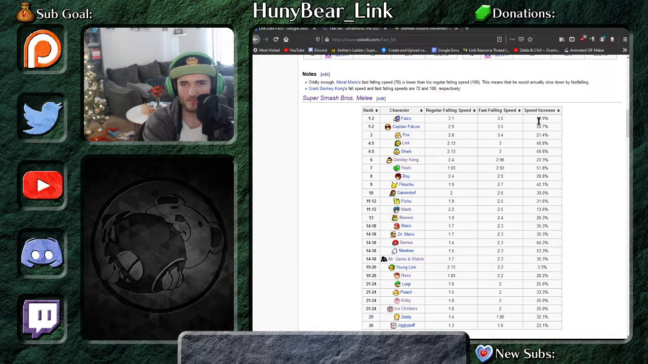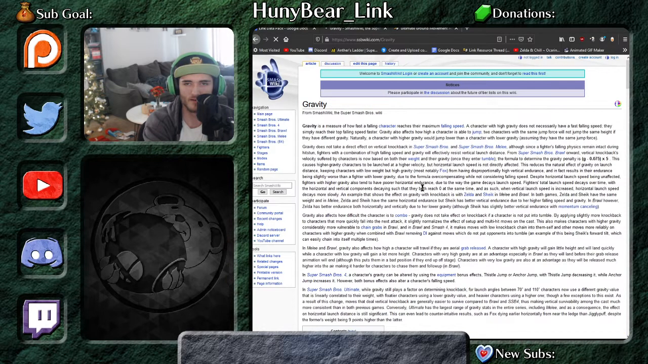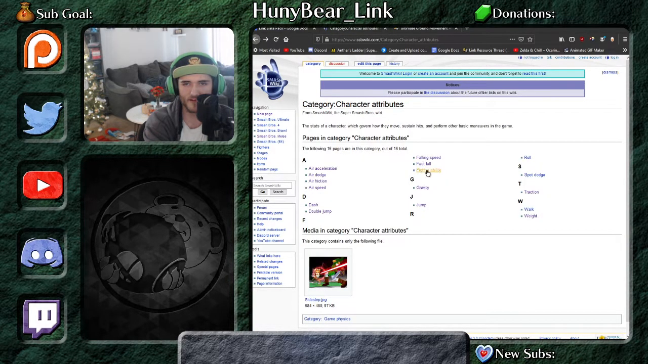So yeah, this is your maximum fall speed, and you see Falco running at the head of the pack. But you're going to notice something interesting when we get to gravity. What the hell is fighter ability?